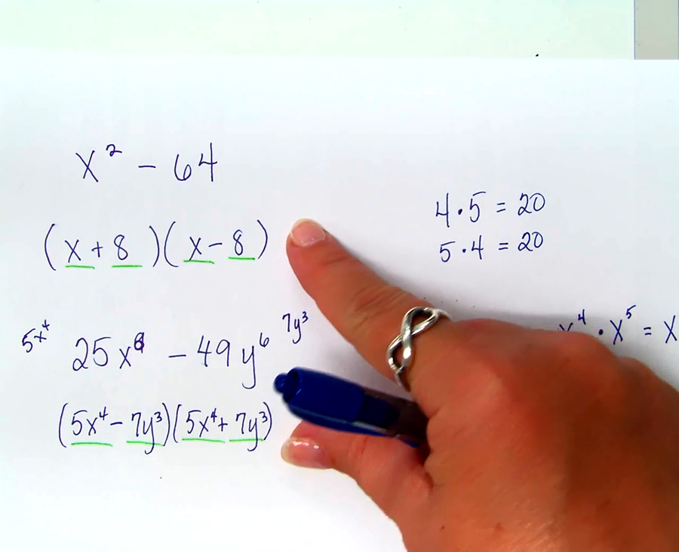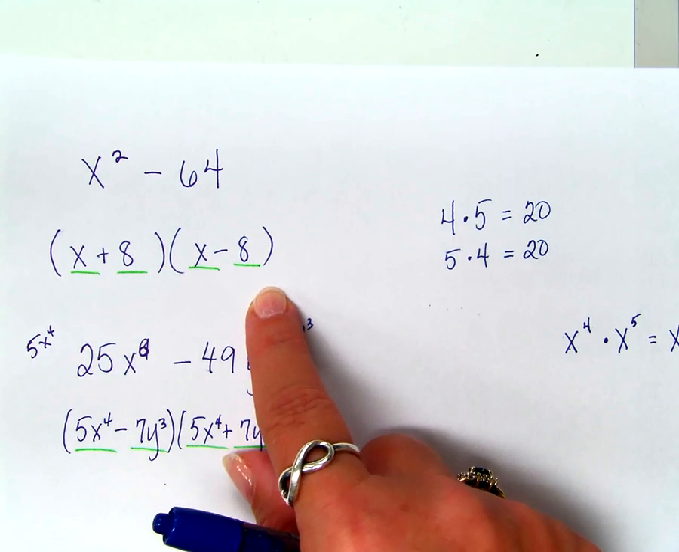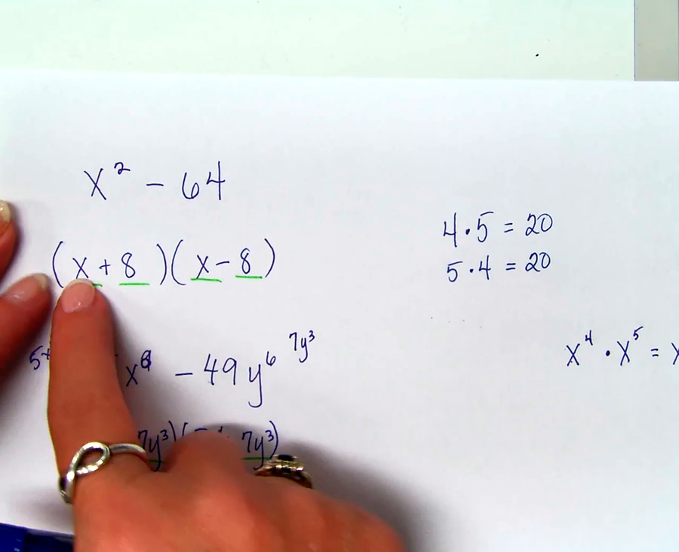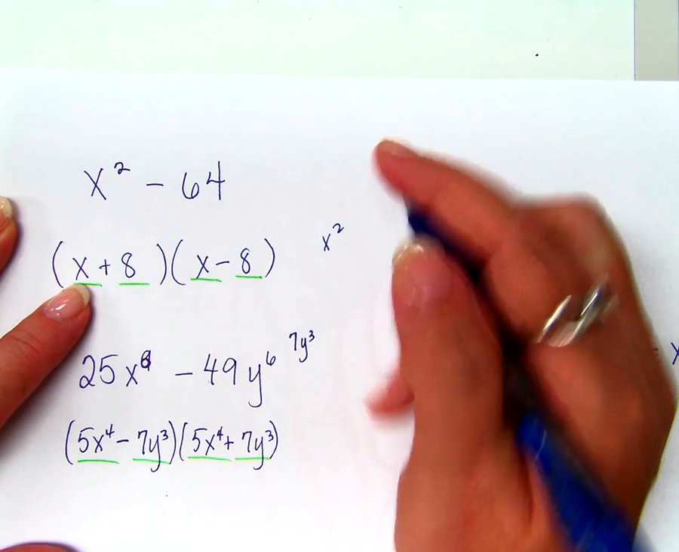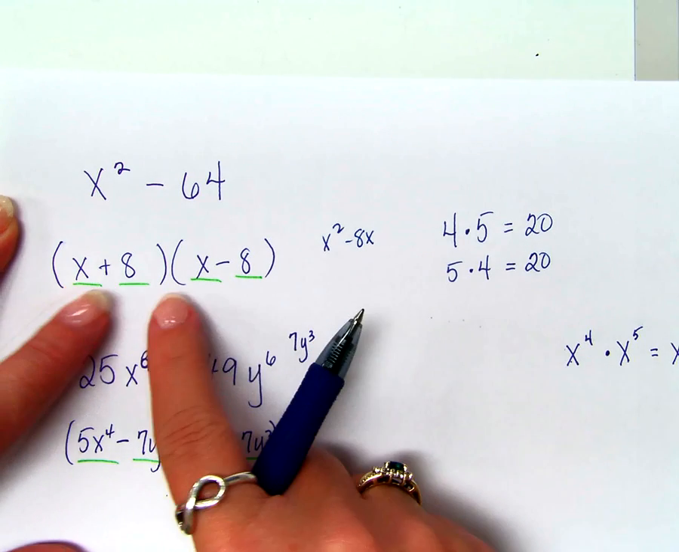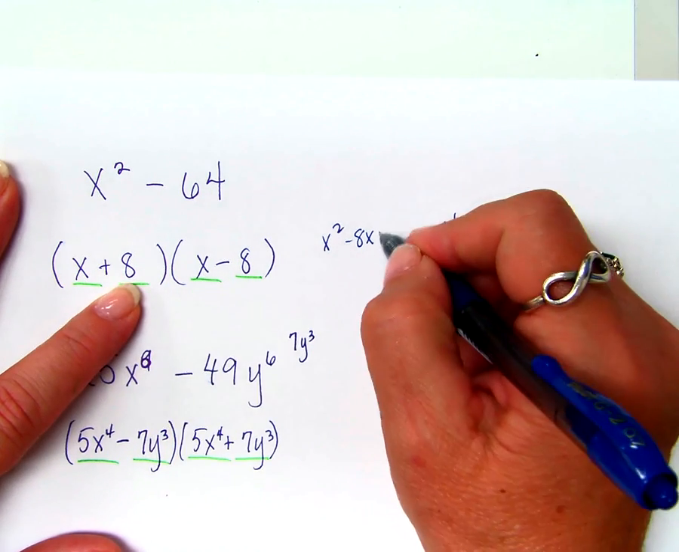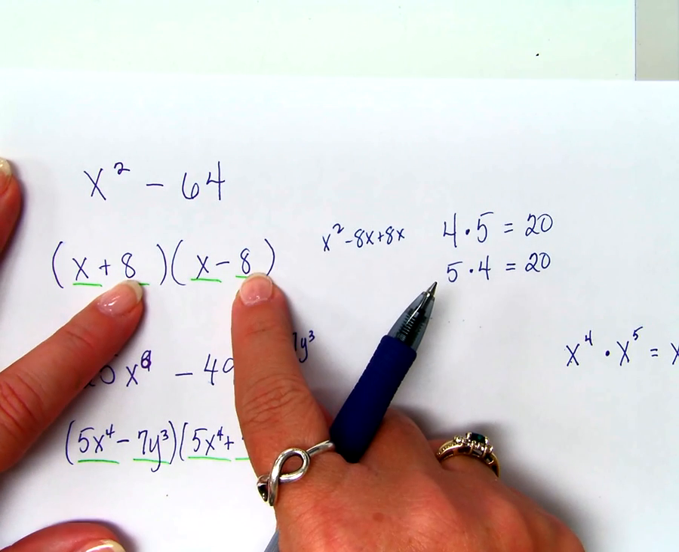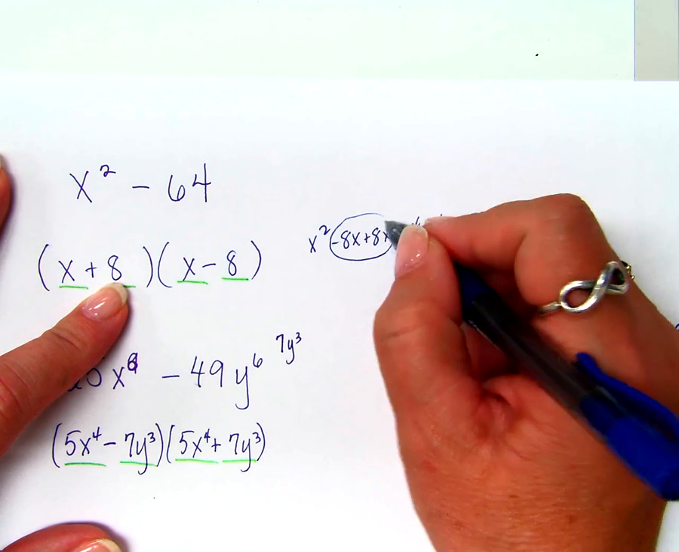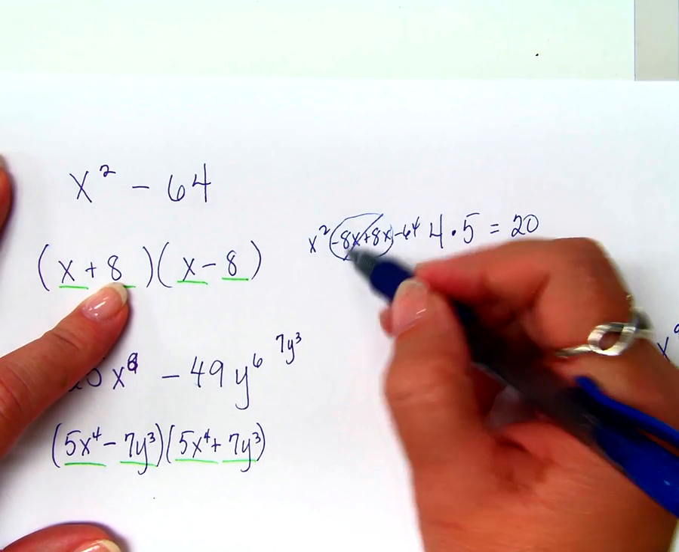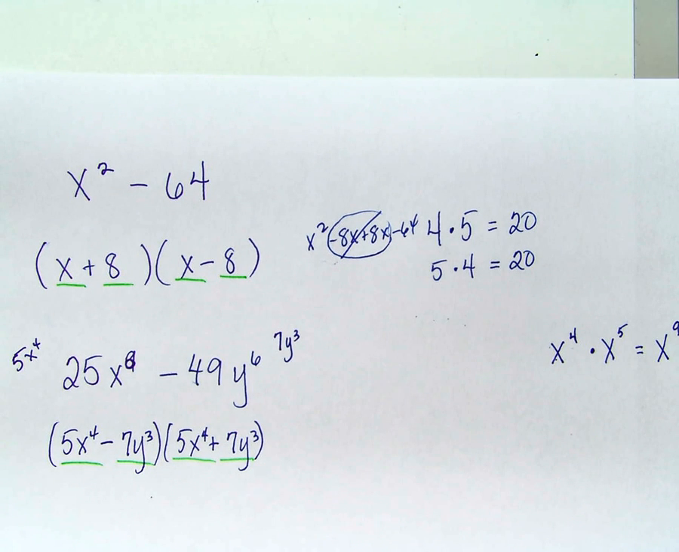So here's the thing. Should I ever get any of these wrong? No. Because once I get here, what can I do to check? Can't I just multiply it out? What's x times x? X squared. What's x times negative 8? Negative 8x. What is 8 times x? 8x. And what's 8 times negative 8? Negative 64. What happens right here? You combine them and you get 0. So what do I have left? X squared minus 64. Oh my gosh, it's exactly right.